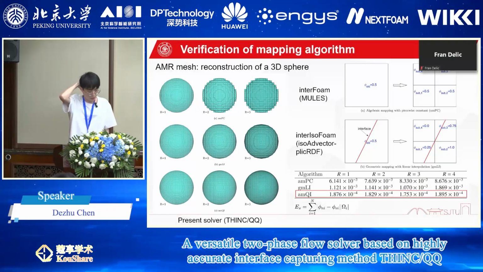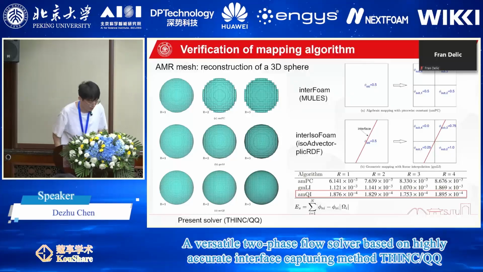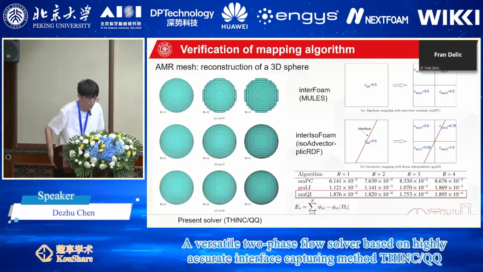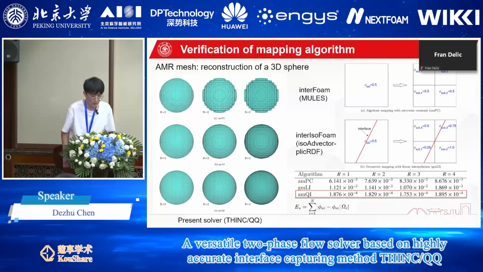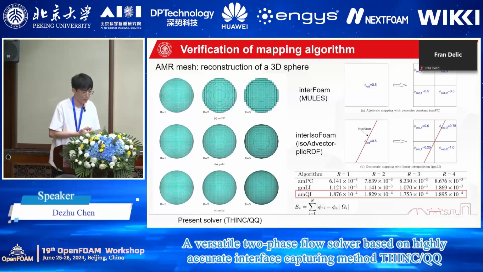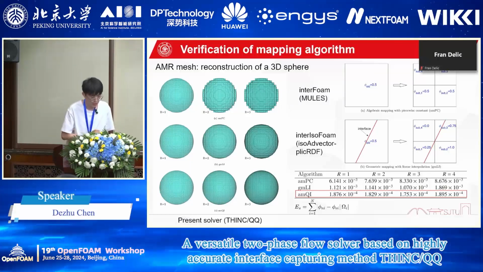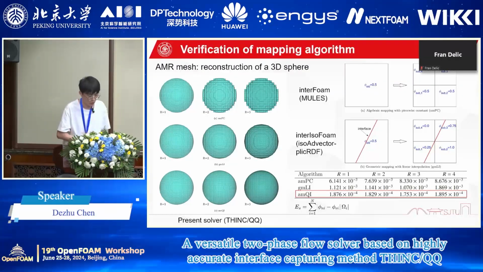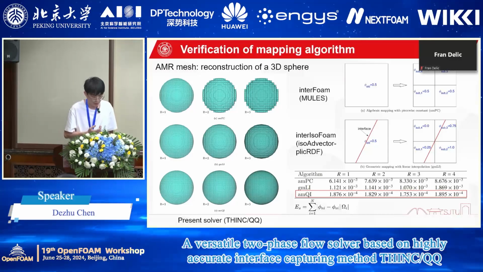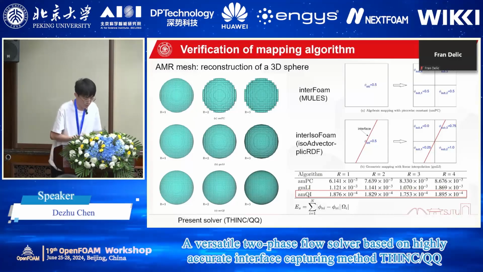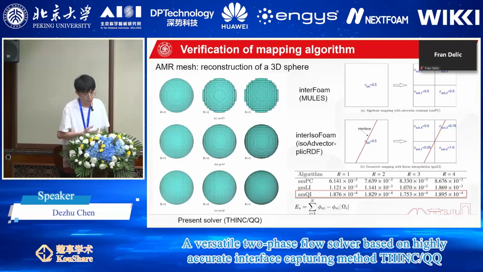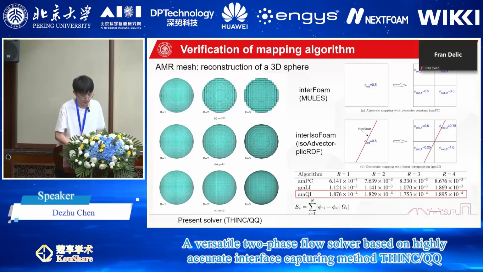So these are the numerical results. The first is verification of the mapping algorithm. On the AMR mesh, we reconstruct a 3D sphere. For different refinement levels, we found the present solver can maintain the shape of the sphere well. However, the built-in solver in OpenFOAM failed to do this.